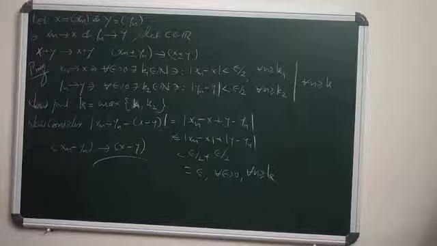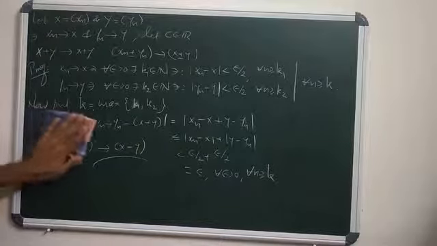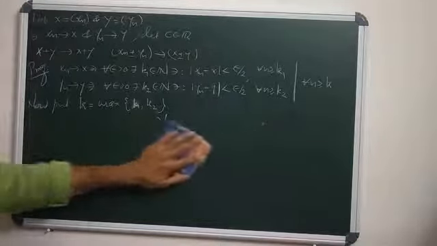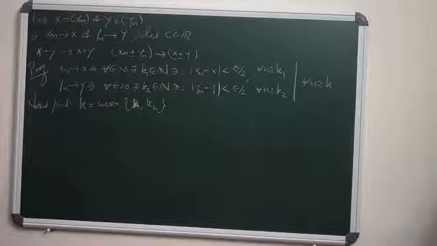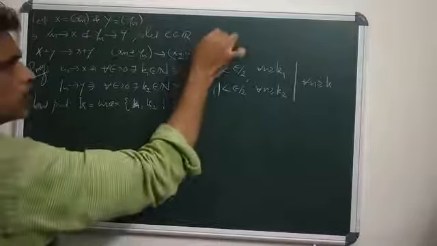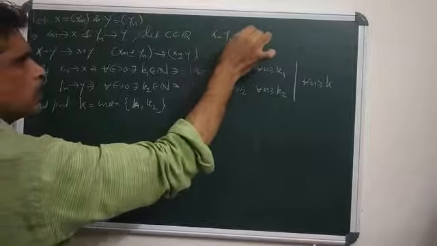Now, what about x_n y_n? That's our next question. If x_n and y_n converge to x and y respectively, then x_n plus y_n converges to x plus y and x_n minus y_n converges to x minus y. Now what about x_n y_n? Does it converge to x y?